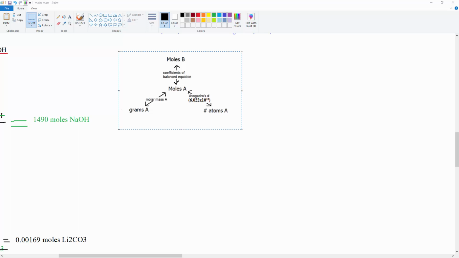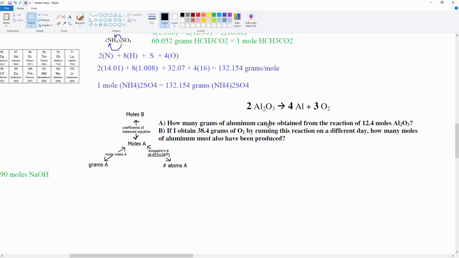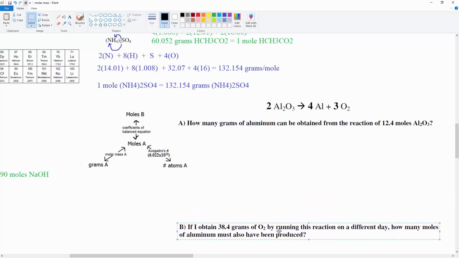from the lecture notes. Let's say I'm given this equation. I've got 2 aluminum oxides, and they are going to decompose to form 4 aluminum atoms and 3 oxygen molecules here. And they want to know how many grams of aluminum could be obtained from the reaction of 12.4 moles of aluminum oxide. And when we're done with that, we'll do this other question.